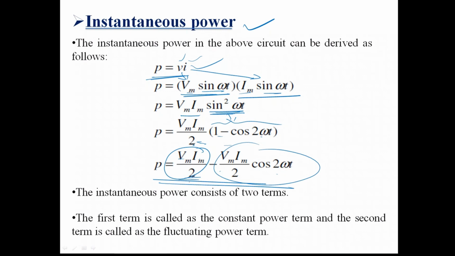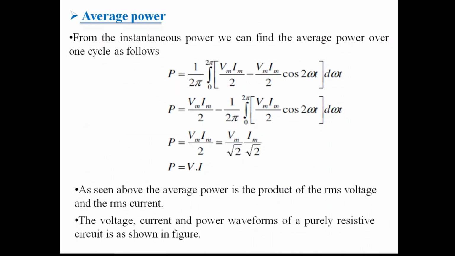If you look carefully, part 1 is a constant power, whereas this second part is a fluctuating power. Why did we say fluctuating? It is a cos term, not a sine term, but a cos term with frequency of 2 omega. That means the supply voltage or supply current with sin omega t has a frequency, and here it is 2 times. Therefore the instantaneous power will be twice the frequency of the instantaneous voltage and current applied in a pure resistive circuit. This is the conclusion we can make.